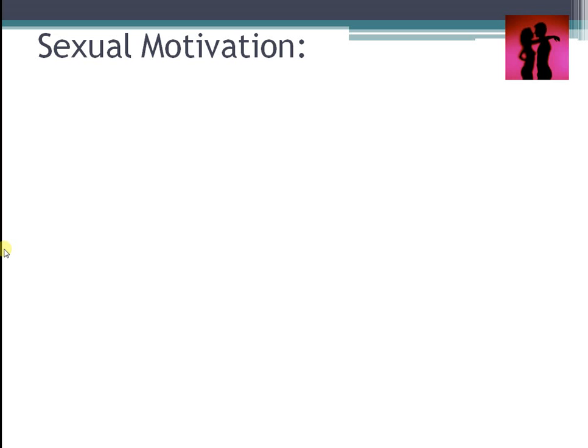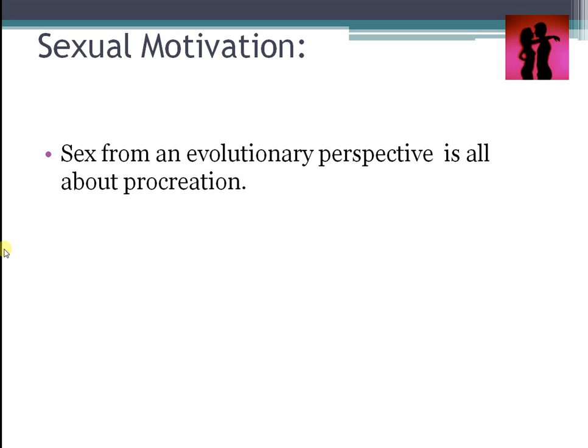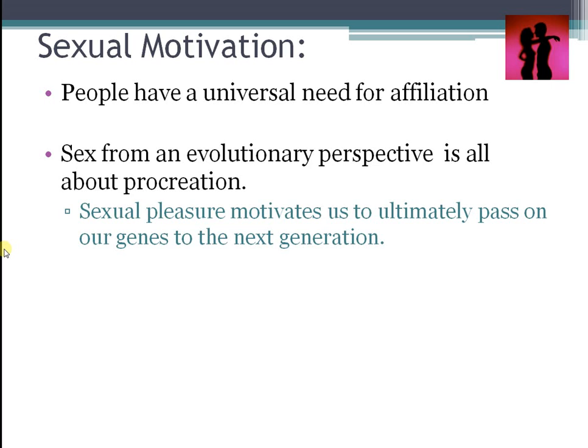All right, so briefly we'll talk about sexual motivation. From an evolutionary perspective, generally speaking, people have a universal need for affiliation, right? We want to form and maintain social connections with other people, right? We have this drive to maintain these social connections. And from an evolutionary perspective, sex is all about procreation. It's all about sexual pleasure. The function of sexual pleasure is just for us to pass our genes, our genetics on to the next generation.